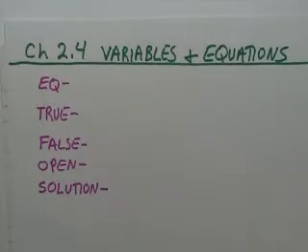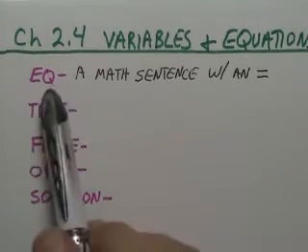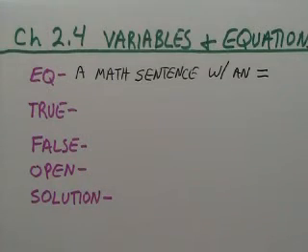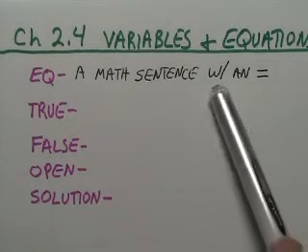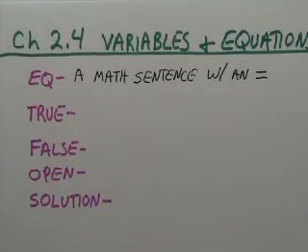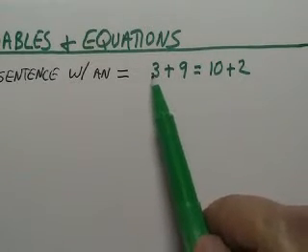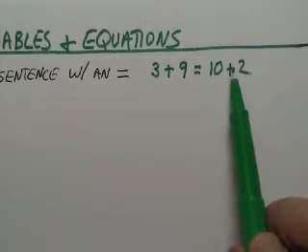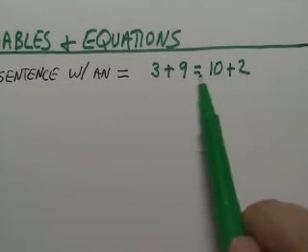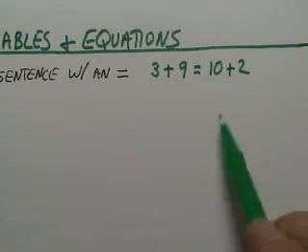Let's start with equation. By the way, I abbreviated equation just EQ. What is it? It's a math sentence with an equals. An example of that would be 3 plus 9 equals 10 plus 2. This is a math sentence with an equals in there. This is an equation. It's just that there's no variable in it.